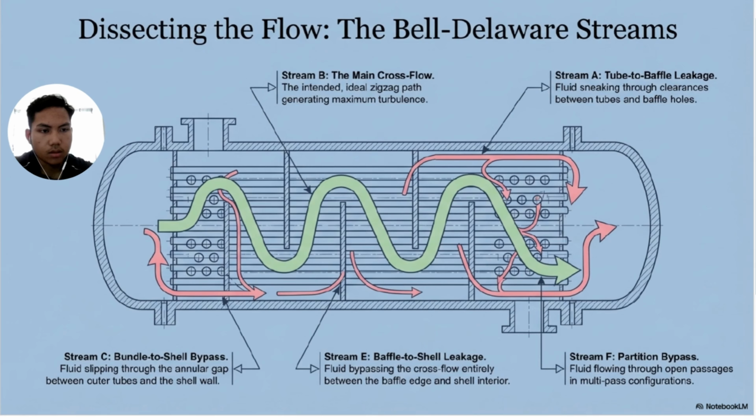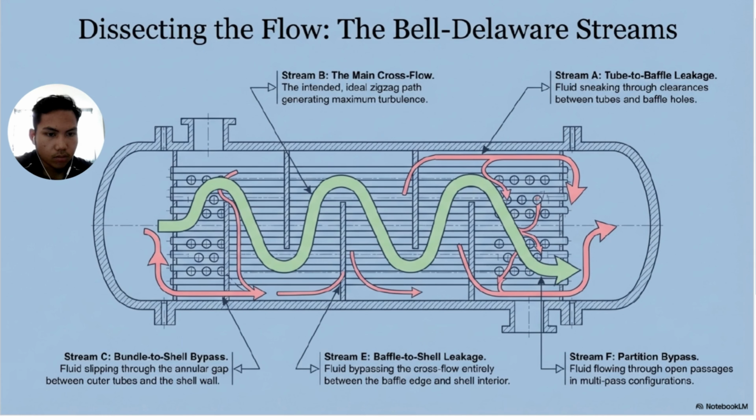And next is stream A and stream E. Stream A consists of fluid leaking through a tiny clearance between the tube and baffle holes, and stream E is the fluid that bypasses the bundle entirely by leaking through the gap between the baffle edge and the inside of the shell wall.